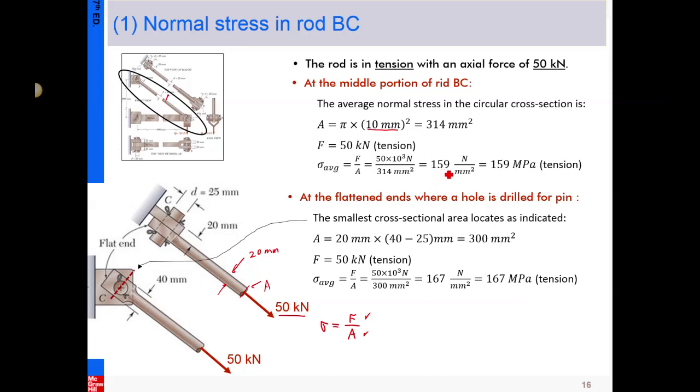So basically in calculation it is 159 Newton per millimeter square, and if you remember, that equals MPa. Okay, and so this is the magnitude. When we fully categorize a stress, the first thing we need to determine is the magnitude.